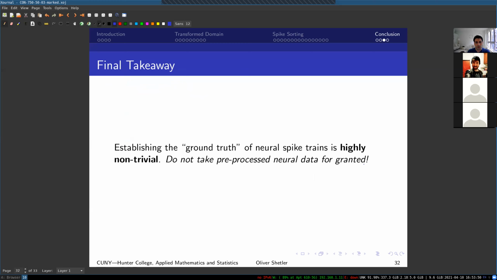And as a final takeaway, establishing ground truth of neural spike trains is highly non-trivial. So don't take the pre-processed data for granted. This is something that almost every neuroscientist I know does. They take this for granted. And it turns out that, in fact, there are a lot of subjective choices that go into generating neural spike trains. And so it's really something that people should focus a little bit more on, because there's an upper bound to the technical progress that we can make without really making sure that our ground truth assumptions are something that everybody in neuroscience who deals with spike trains is familiar with.